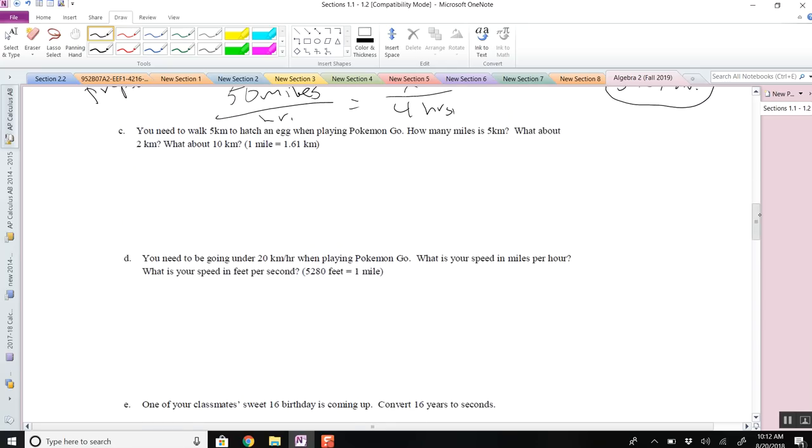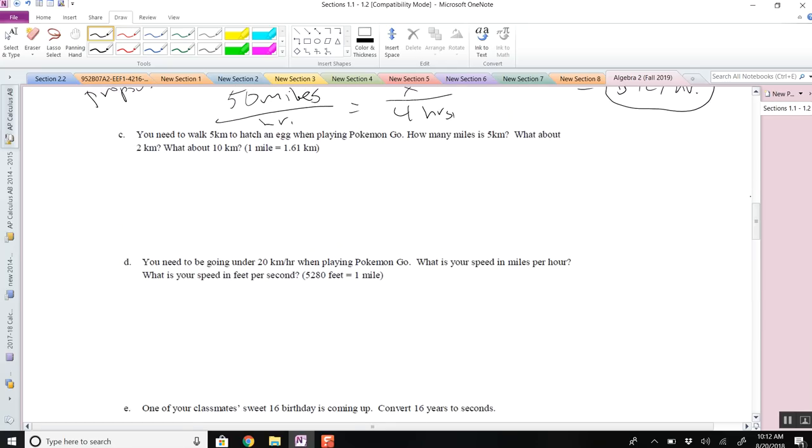Now in this case, we're looking at conversions. And usually if you travel to another country, we're kind of unique where we like to use miles, but most of the world uses kilometers. So let's say, you might remember the game Pokemon Go. I knew that was a fad and it was not going to last long, but anyway, that was about 2 years ago, I think. But you walk 5 kilometers, hatch an egg, playing Pokemon Go. How many miles is 5 kilometers?